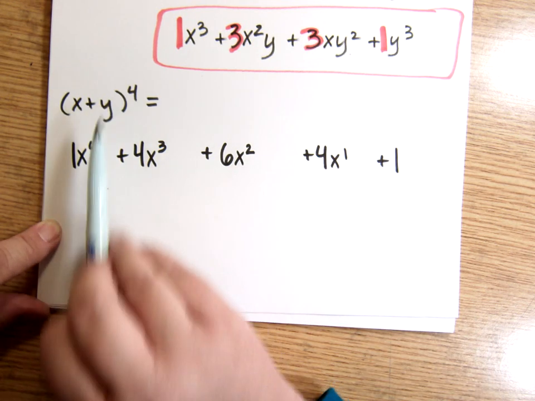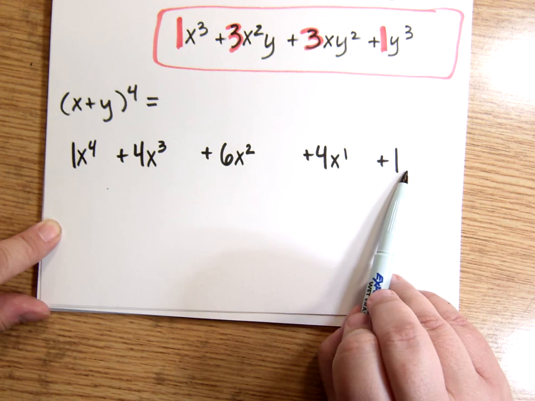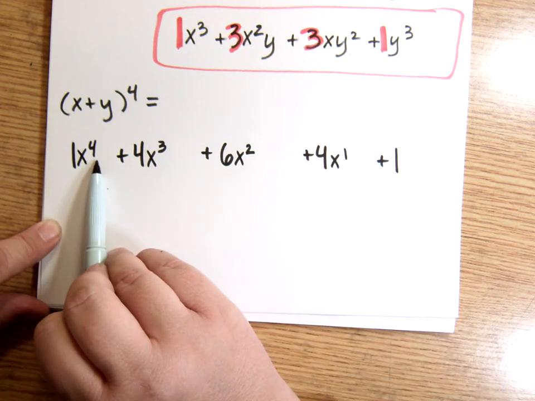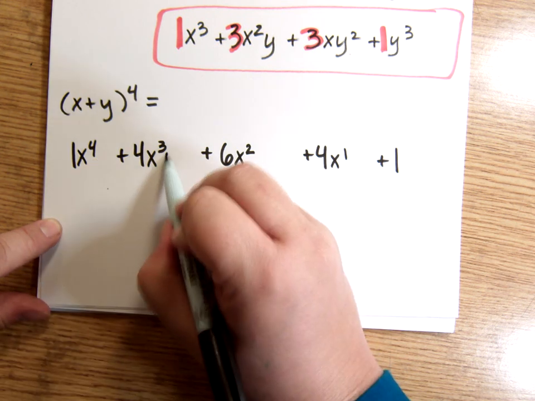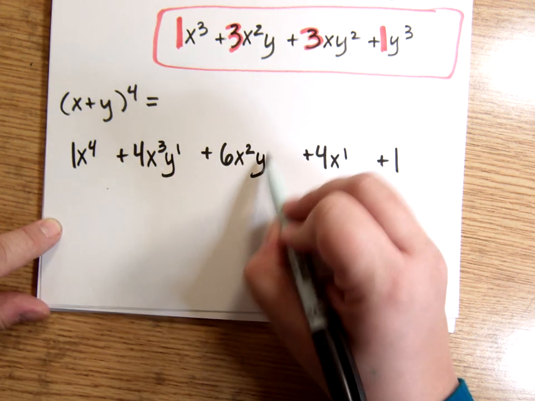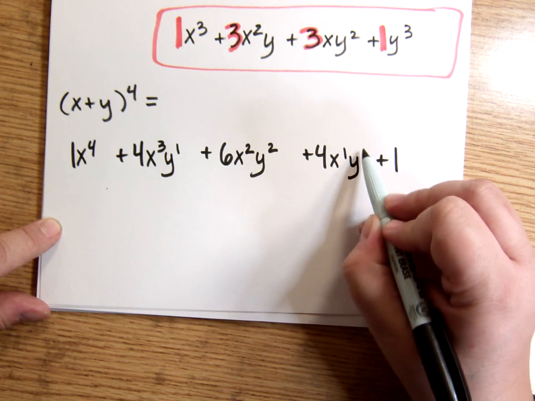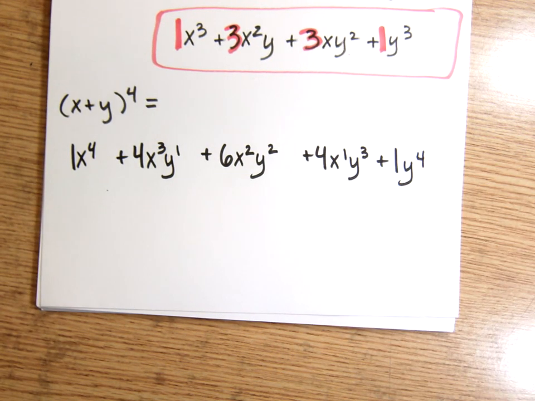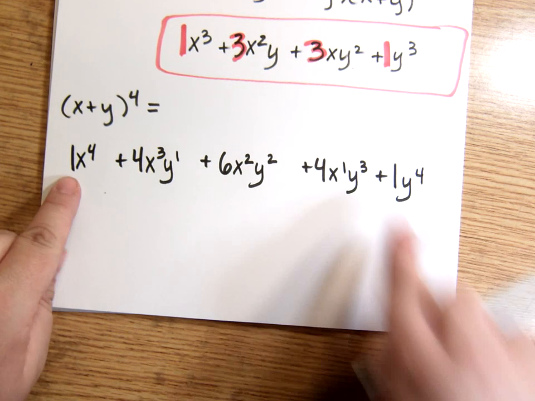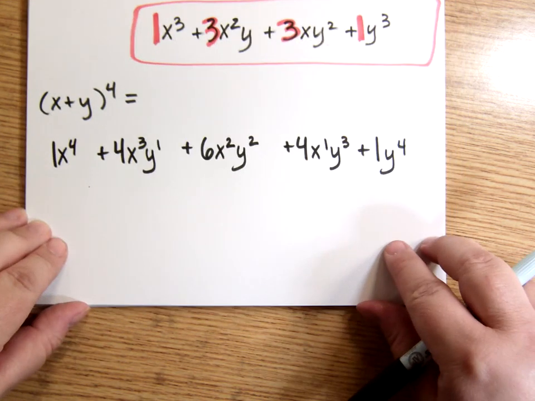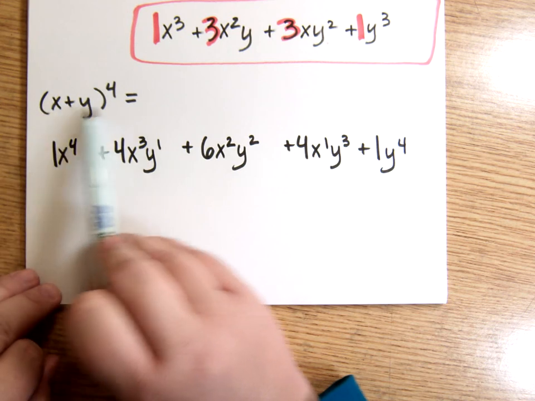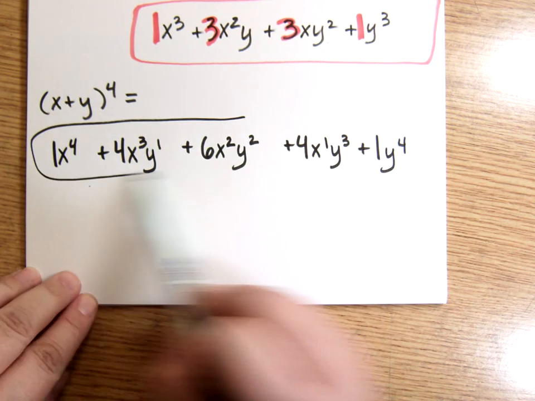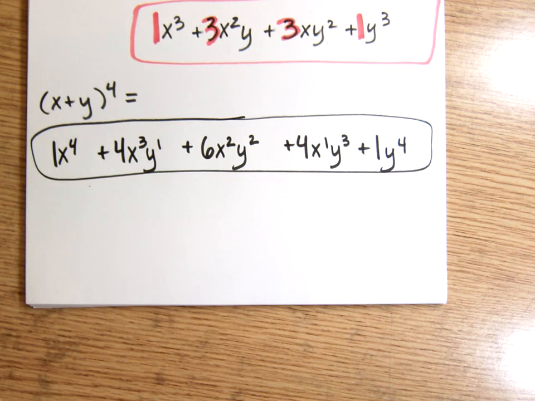The second term starts off with 0. Remember, we ended up with x to the 0 here. This starts off y to the 0. Don't have to write it because y to the 0 is 1. Y to the first, y to the second, y to the third, and y to the fourth. This is my answer. Usually I probably wouldn't write these ones, but that's the answer. That's what you get if you multiply out x plus y 4 times.